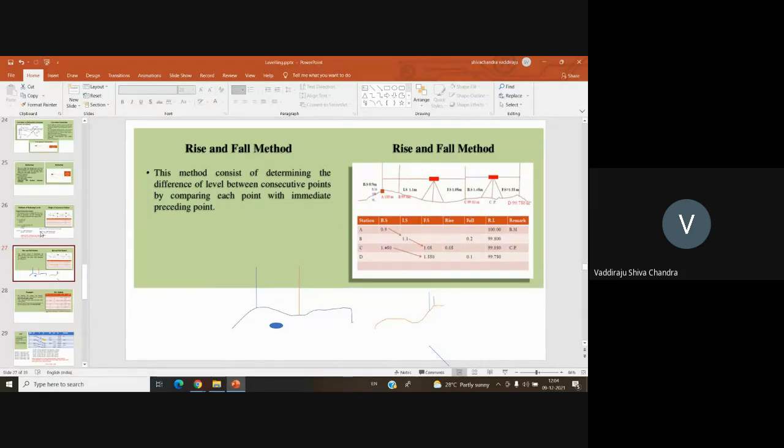In the height of instrument method, what we are doing is calculating first the height of instrument after taking a backsight. After the height of instrument is calculated, height of instrument is equal to RL of the benchmark plus backsight.